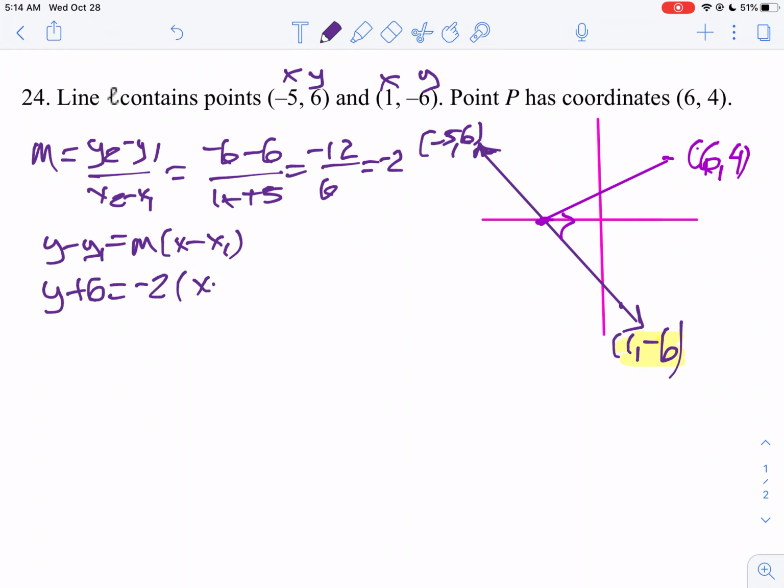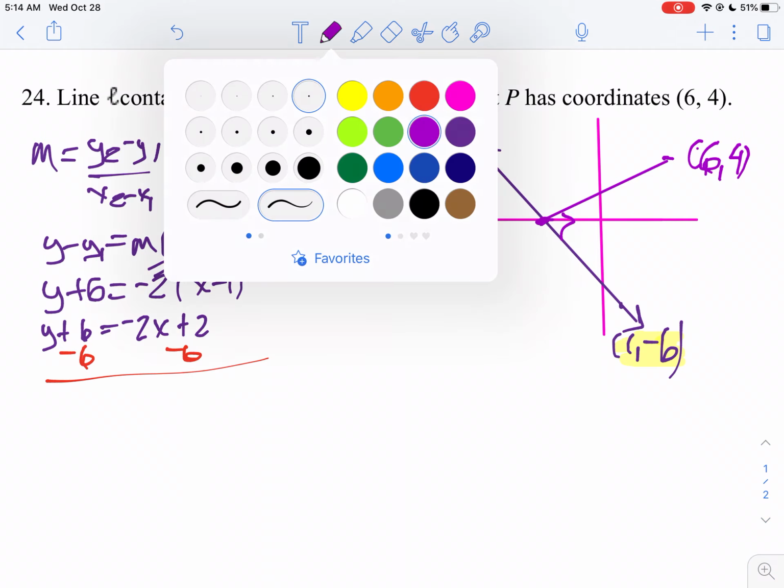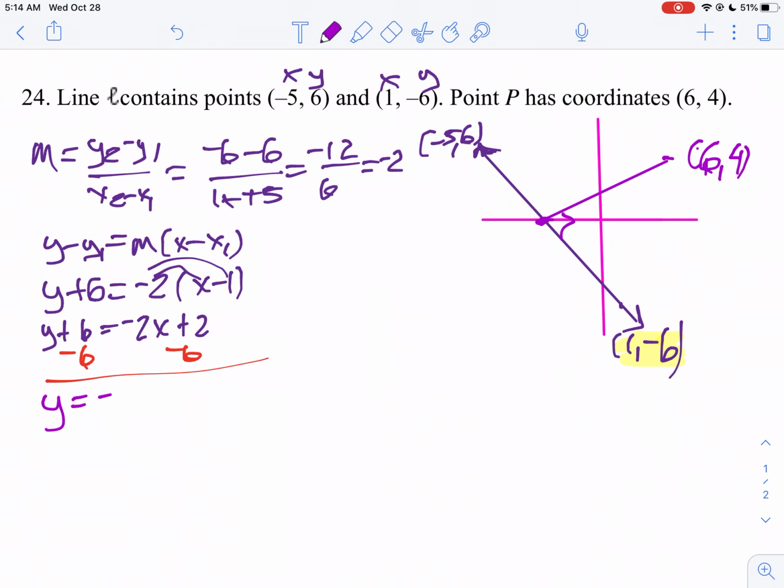times x minus 1. I'm going to rewrite this in slope-intercept form because I need to find the coordinates of my intersection, so it's easier if it's in slope-intercept form. So I'm going to say y plus 6 equals -2x plus 2. We get that when we distribute. Then we subtract 6 from both sides. So we get y equals -2x minus 4. So that's the equation of my first line.